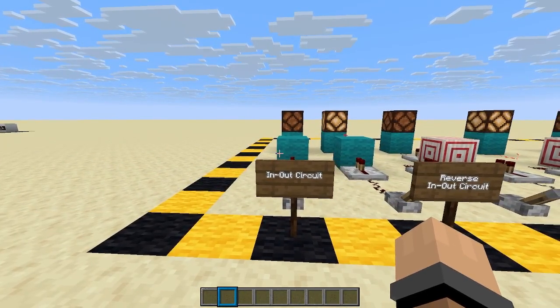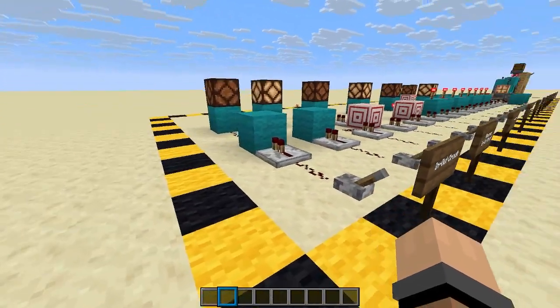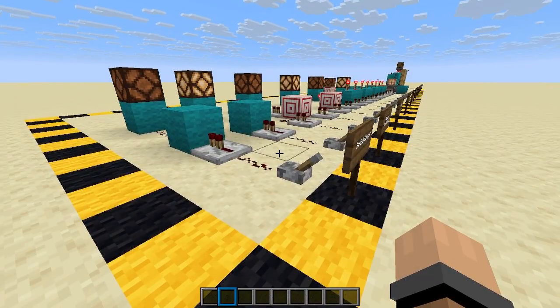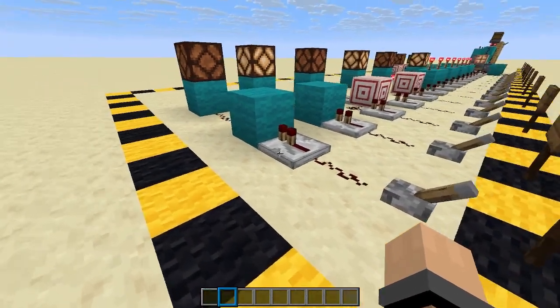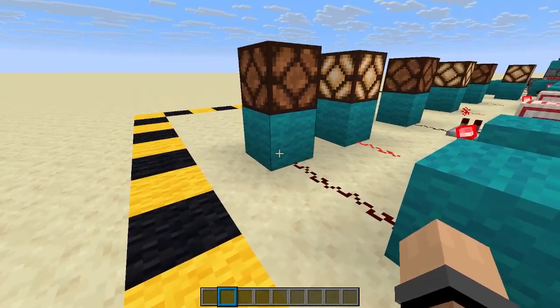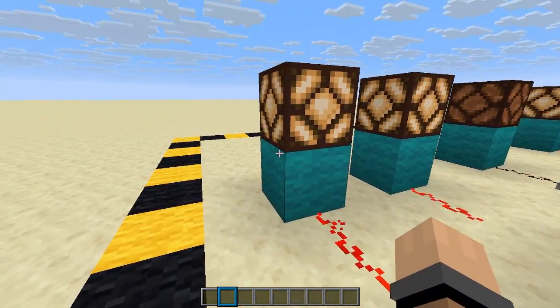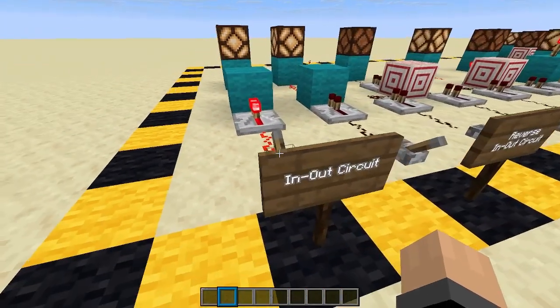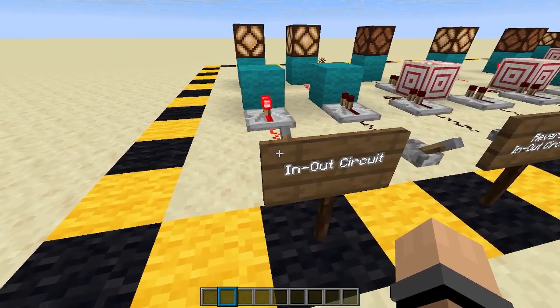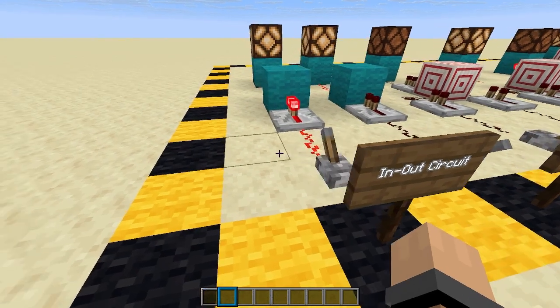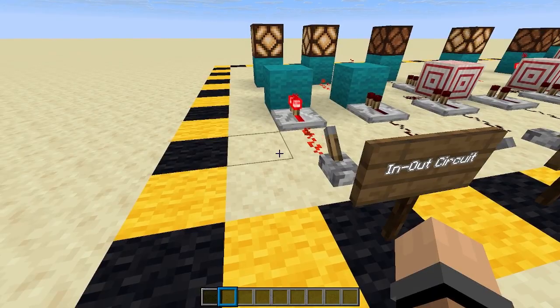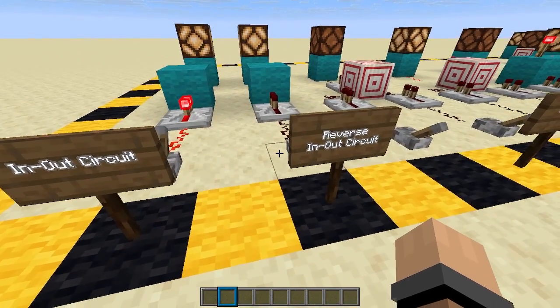Alright, so our first one is a basic in-out circuit. Not much is going on with this. You have no redstone signal coming out. You put a redstone signal in, and one comes out. This is basically just a normal redstone line, but it is technically a circuit. I figured I would include it.